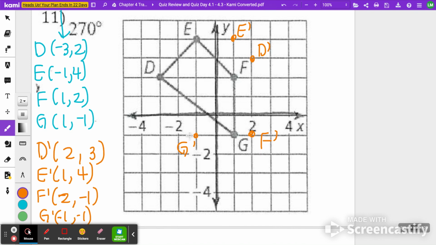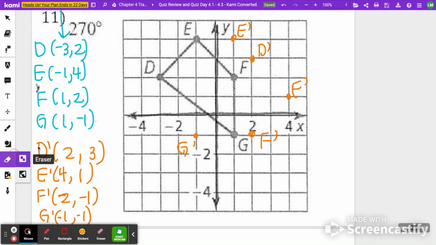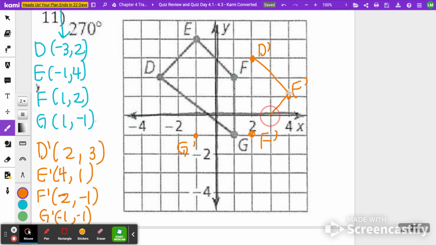I messed up one. I messed up E. It's (4, 1). So (4, 1), there we go. That was why I was like, well, this isn't looking right at all. Okay, there we go. So now when we connect our points, that's looking better, like a 270-degree counterclockwise rotation.